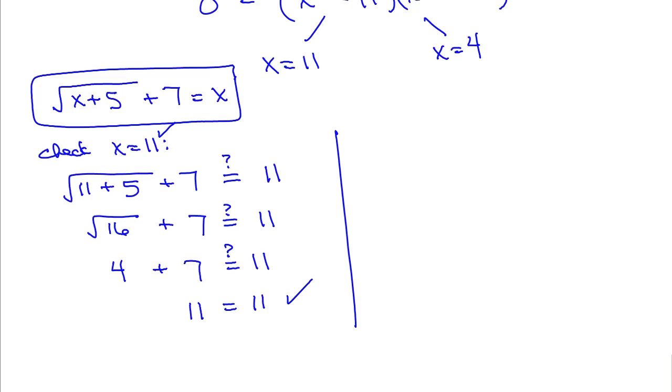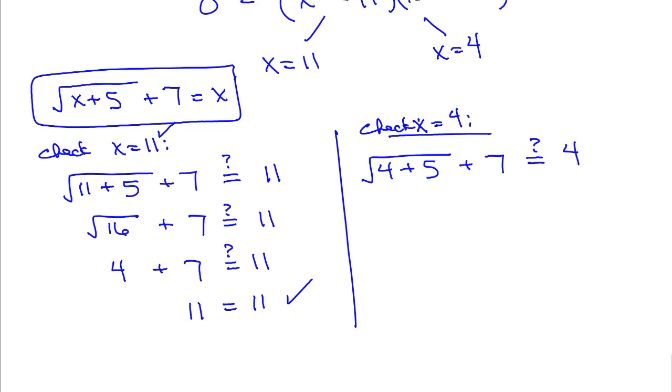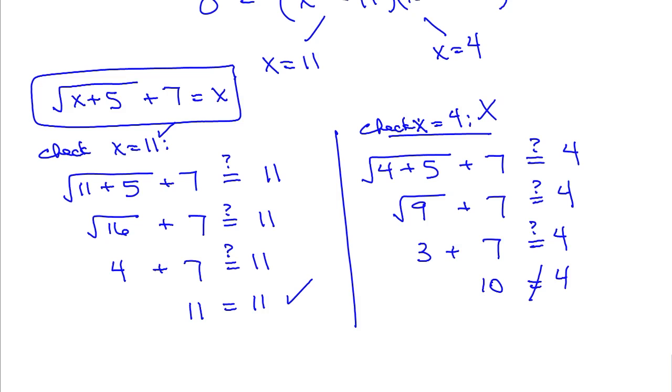Let's check the other solution. So let's check x equals 4. So we have the square root of 4 plus 5 plus 7 might be equal to 4. The square root of 4 plus 5 is 9 plus 7 might be equal to 4. Square root of 9 is 3 plus 7 might be equal to 4. So we have 10 and 4, and those are not equal. So therefore, the 4 does not check out. So the only solution here, the solution set, is 11. The 4 is discarded as an extraneous root.